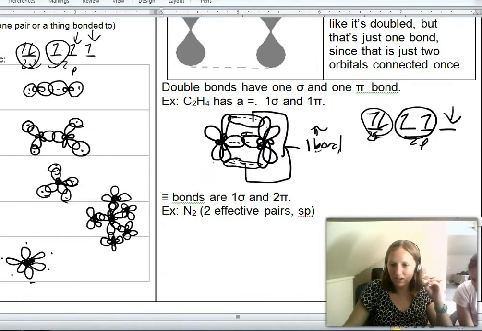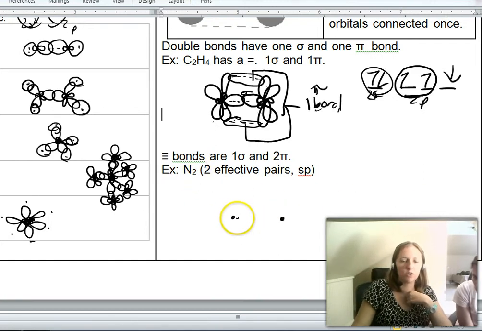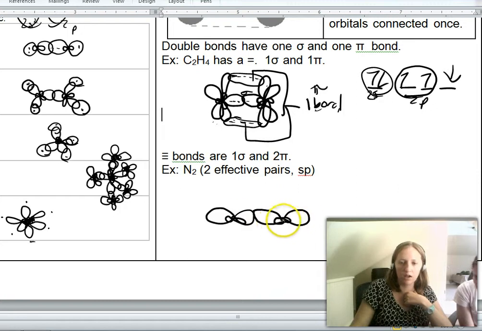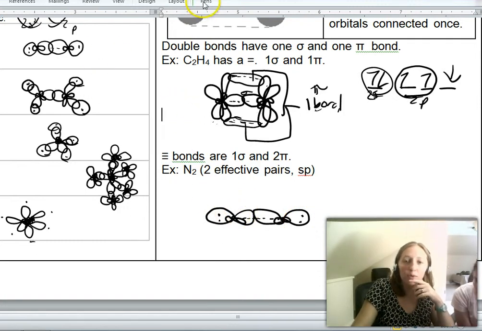And then the last one, you've got nitrogen, and I can draw it bigger as well. So nitrogen is sp hybridized, and so you end up with a set of two orbitals. They're connected. There's your sigma bond. Here are your lone pairs. And what you end up having is those two extra p orbitals.